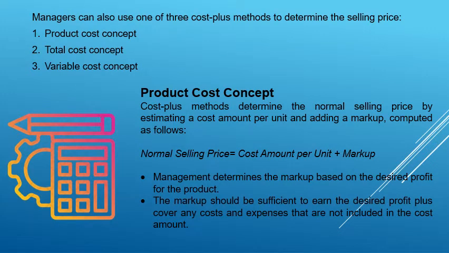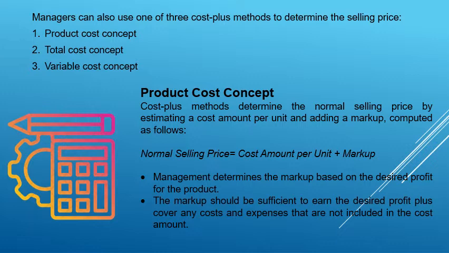Managers can also use one of the 3 cost-plus methods to determine the selling price. So these are the following. First, we have the product cost concept. Second, the total cost concept. And third, the variable cost concept. So what do you mean by the product cost concept?